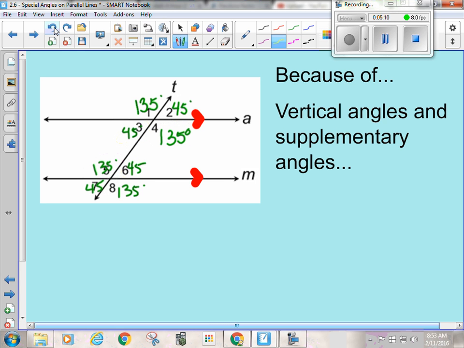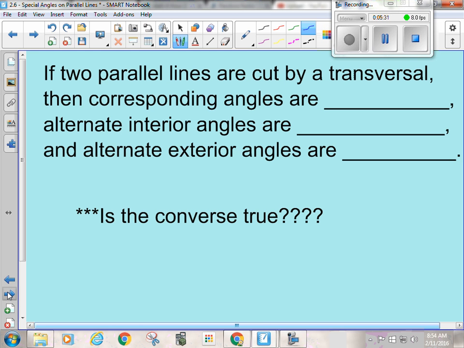Okay, so now let's take a look at the last angle relationship we talked about, which was alternate exterior. So 1 and 8 and 2 and 7. These are alternate exterior angles. We notice that the two blue circles or the two yellow circles are congruent again. So we can make the statement, if two parallel lines are cut by a transversal, then corresponding angles are congruent. Alternate interior angles are congruent. And alternate exterior angles are congruent.